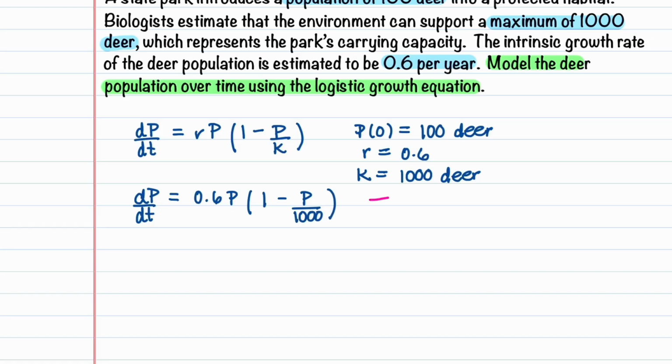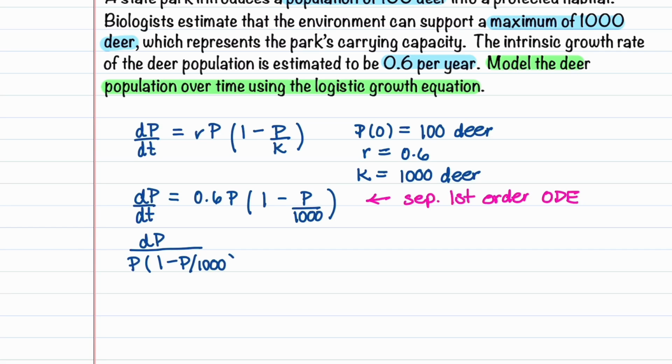This equation is a separable first-order ODE. We're going to use separation of variables to solve this equation. So let's start by putting the P's on the left and the t's on the right. This gives us dP all divided by P times 1 minus P over 1,000 is equal to 0.6 times dt.